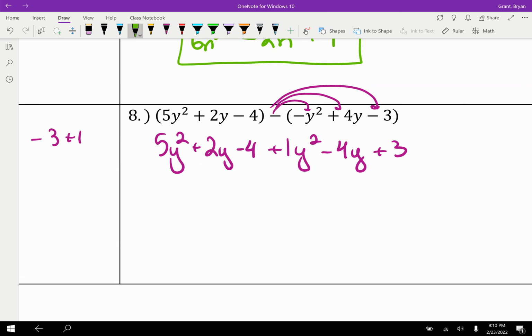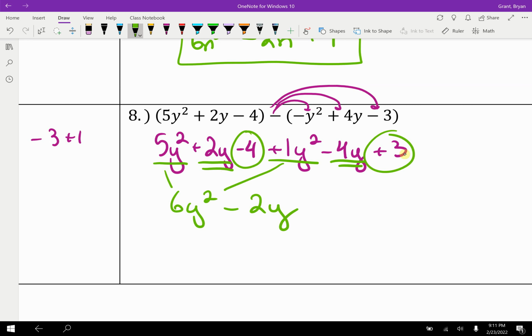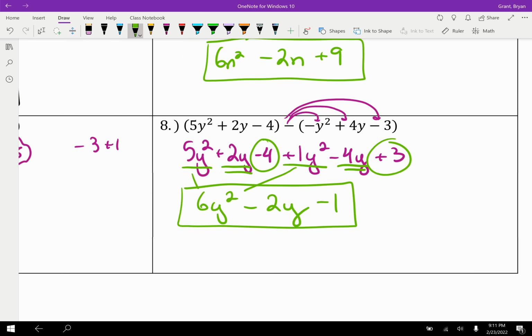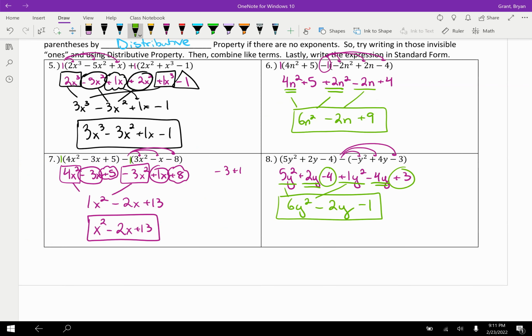We'll try that underlining game again. We have 5y squareds. We're gaining 1 more. That's going to give us 6y squareds. Then I have positive 2y's. Oops, I guess I went off of my lines here, but that's okay. Minus 4y is going to give me negative 2y. And last but not least, I'm going to circle these so I can see those signs. Negative 4 plus 3 is negative 1. So there you have it. Nothing too terrible at all.